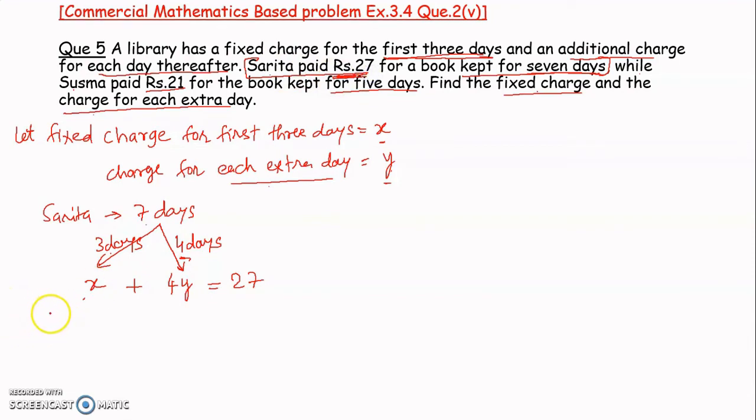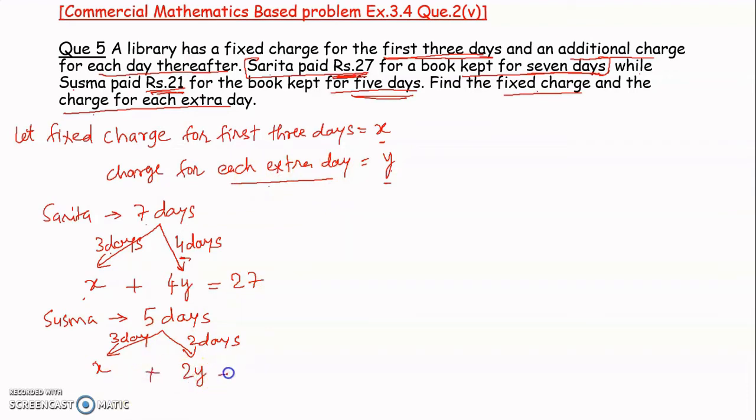And in the same way, if you calculate for Sushma: she kept a book for 5 days and she has to pay rupees 21. So among the 5 days, for the first 3 days she will pay the fixed charge, that is X. So there are 2 days remaining. For those 2 days, she will pay rupees Y for each day, so 2Y. And the total charge is 21 for Sushma. So here, this is equation number 1 and this is equation number 2.